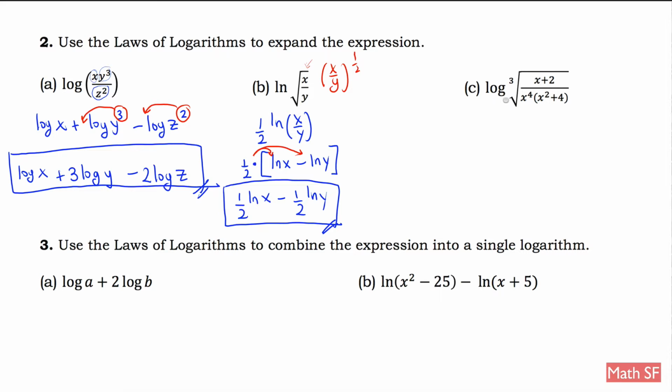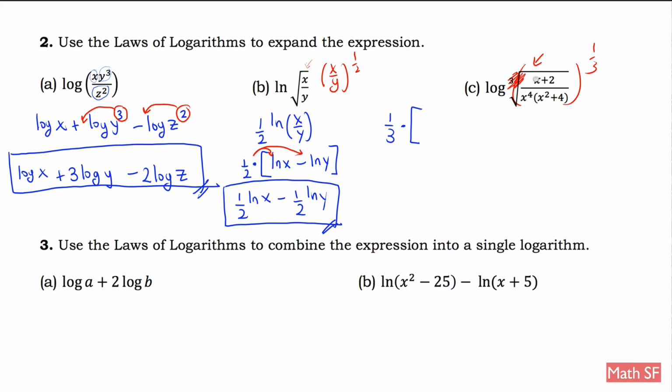Okay, let's go for the next one. We're going to apply the same rule. Look, we have this cube root here, so this is like having this whole expression to the power of 1/3. I'm going to use the law of logarithms again. This law says that this exponent should go to the front, multiplying. So I'm going to put 1/3 times.